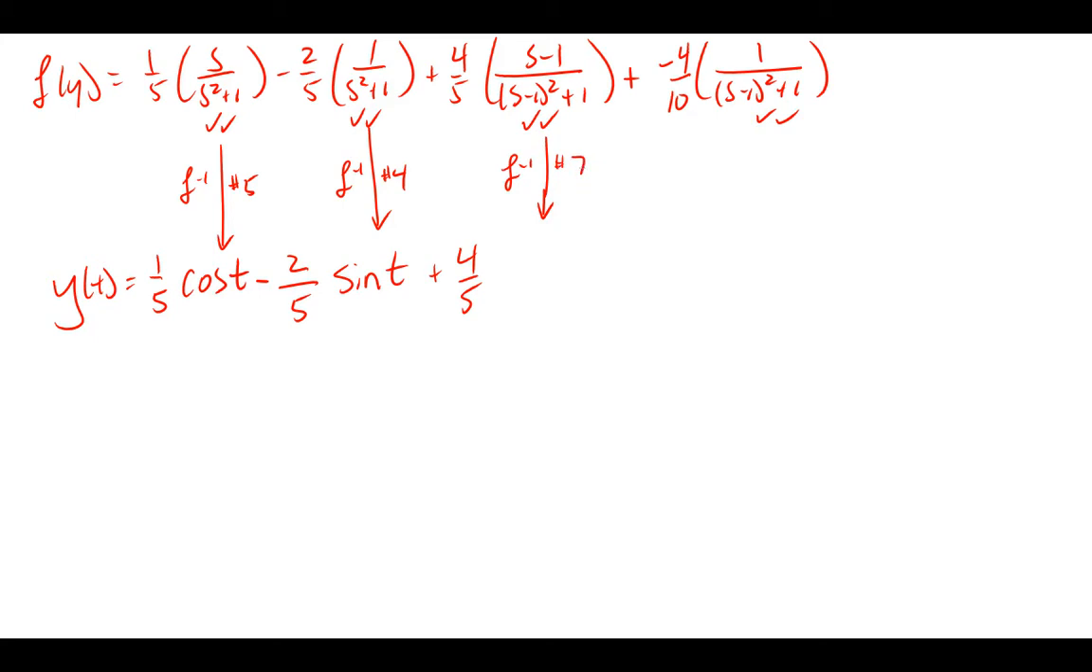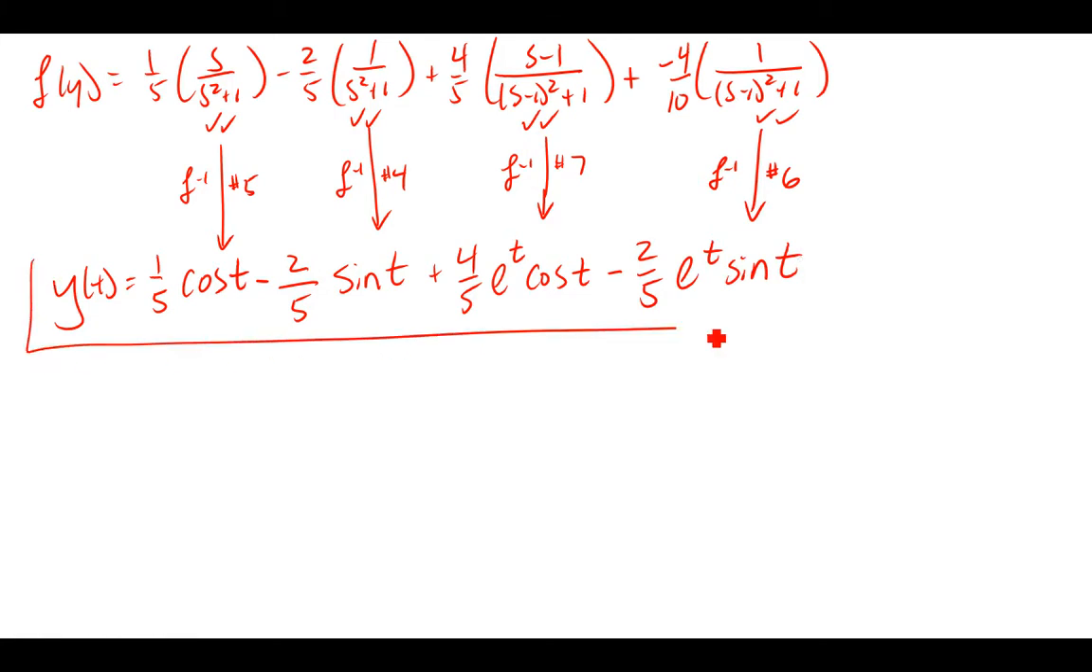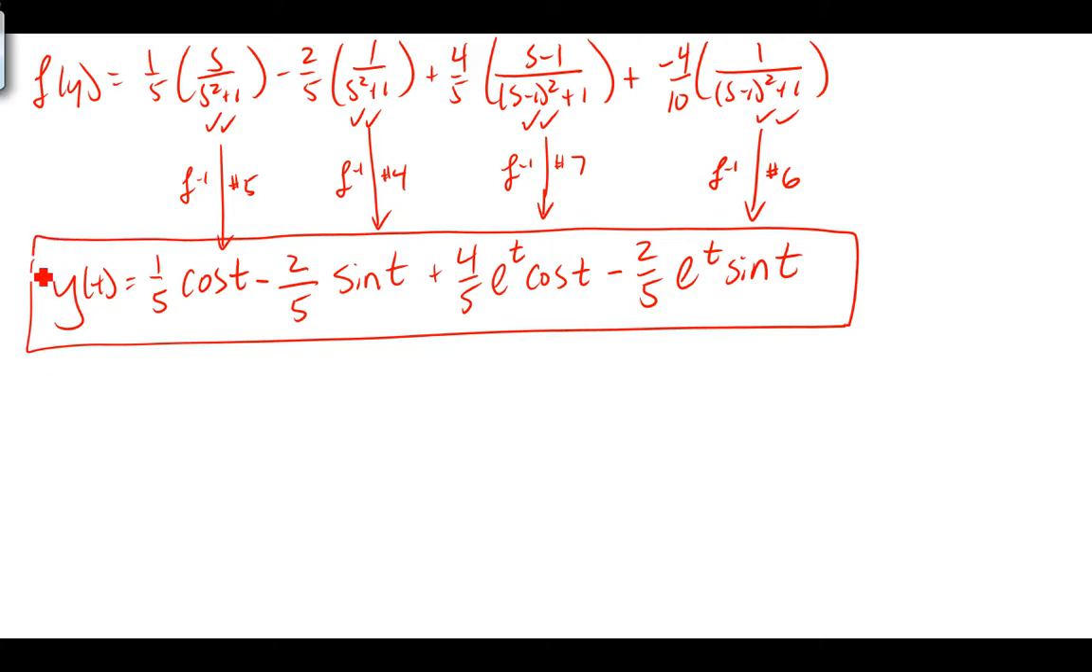This is rule number 7 in the chart, which is e with cosine, so that's e to the at cosine of bt. In this example, a and b both happen to be 1. And then the last one, this is driving me crazy, that's really negative 2/5, right? 4/10. So I have minus 2/5. And then this one is rule number 6, which is e to the at sine of bt. And that is the answer.